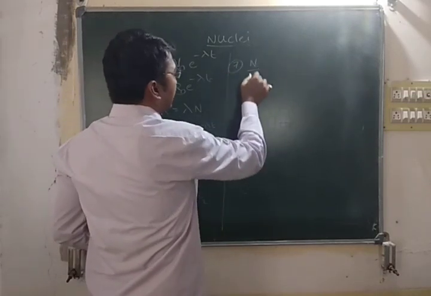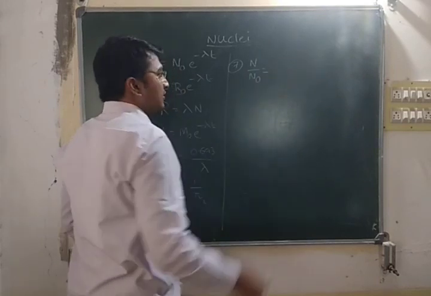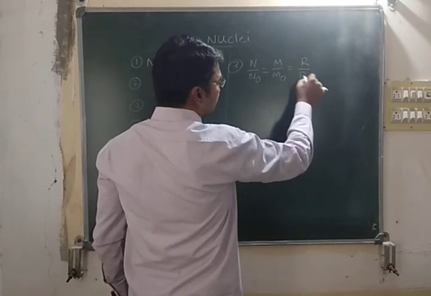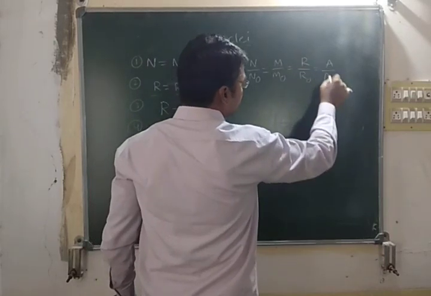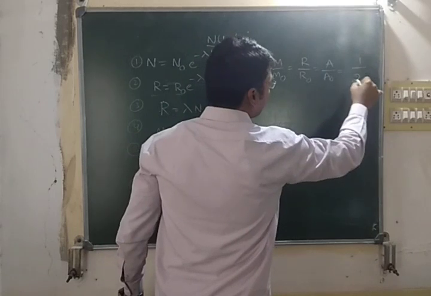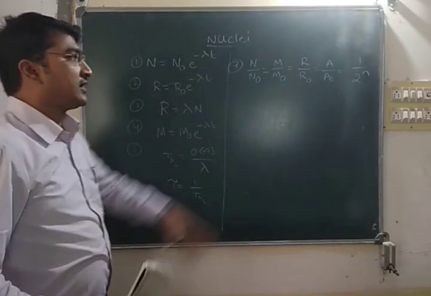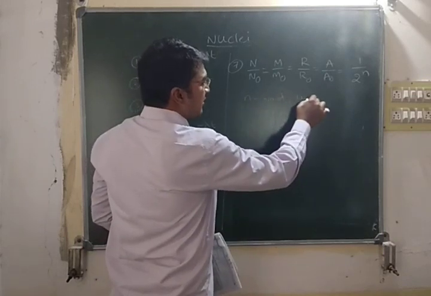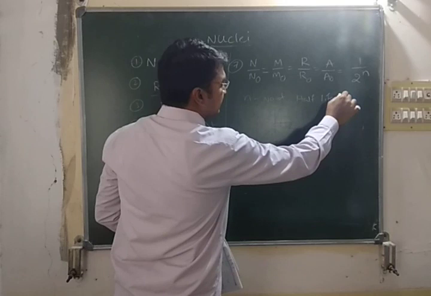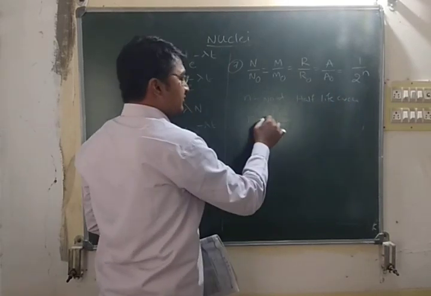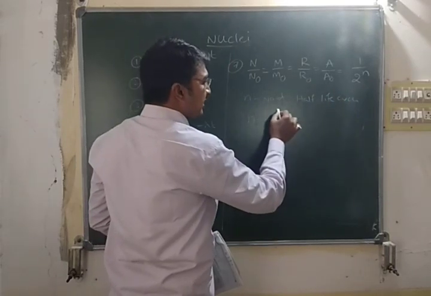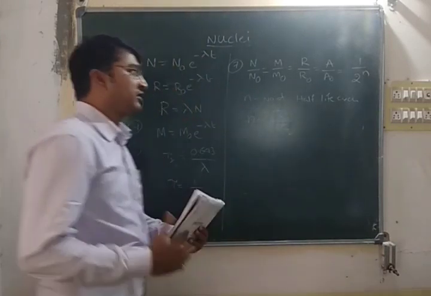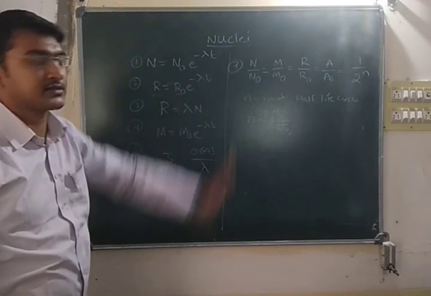Like N by N naught, m by m naught, activity R by R naught, mass number A by A naught, that is equal to 1 by 2 to the power of n. Remember this. Here, n is the number of half-life cycles. So n is equal to total time divided by half-life time. This is a formula. Very important. Most of the time they concentrate on these problems.